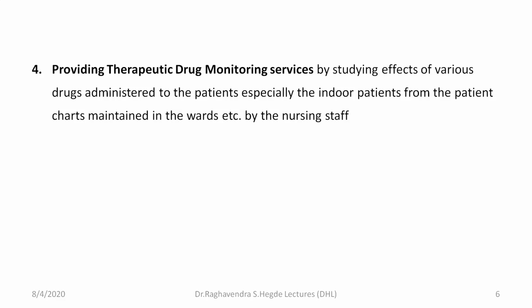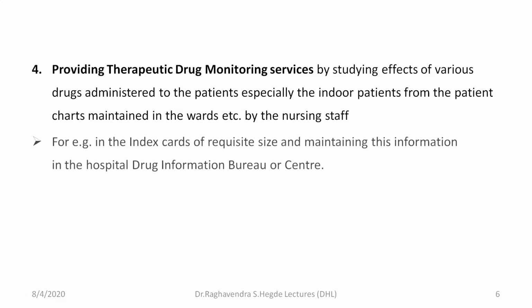Now charts are maintained in the wards by the nursing staff, and they study whether the drug is really behaving as per the guidelines, or is there any deviation? Is the drug not behaving in the required manner? Something has to be altered. One more drug has to be added, or the dose has to be reduced. For example, in index cards of requisite size, and maintaining this information in the hospital drug information bureau or center.